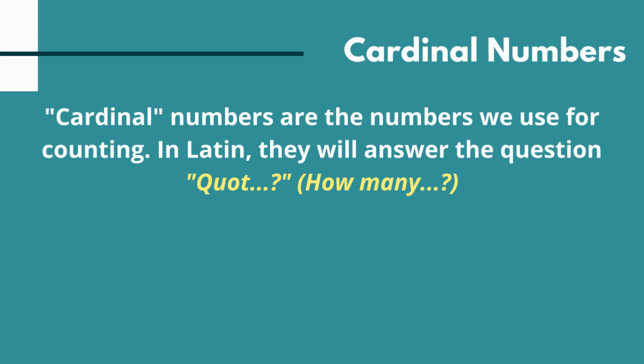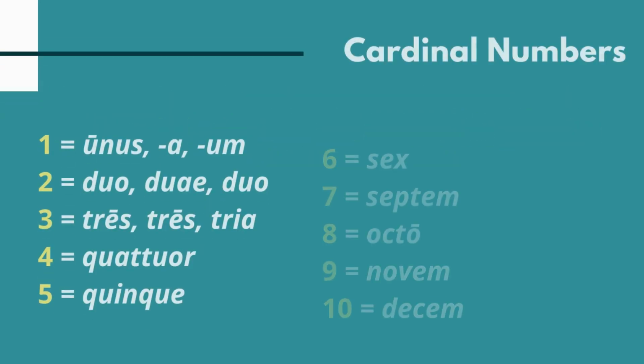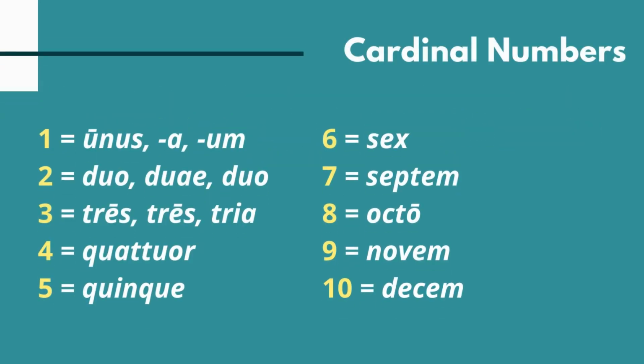So how many of these do we have? Oh, I have 1, 2, 3, 4, 5. There are counting numbers. And they look like this, okay? So here's the numbers 1 through 10 in Latin. And remember I said the first 3 are going to look a little different because they have case, number, and gender. So 1 is unus, una, unum, 2 is duo, duae, duo, and 3 is tres, tres, tria.